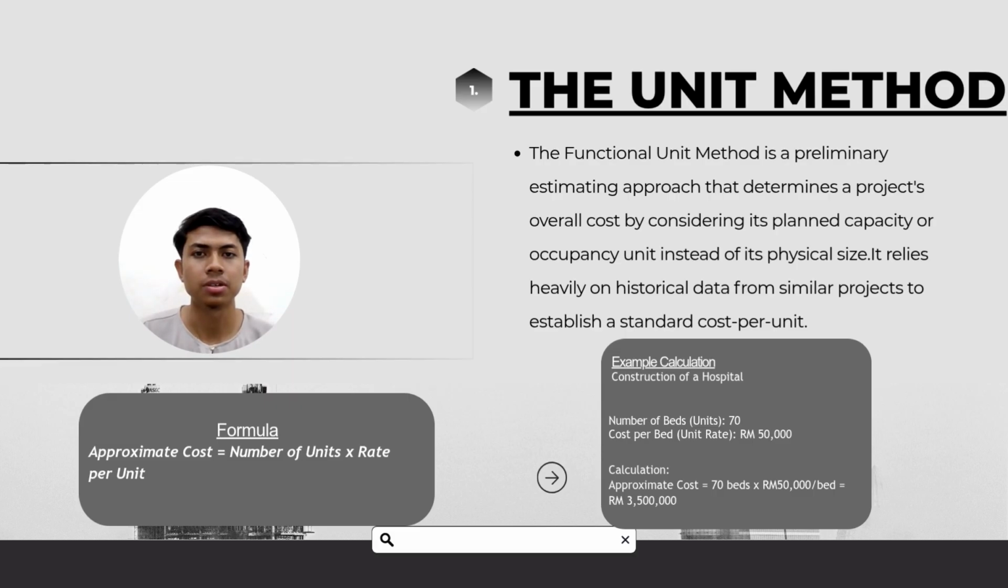Okay, the first method is the unit method. This method estimates the total cost based on the number of functional units such as hospital beds, classrooms, hotel rooms, or apartments. For the formula, we have approximate cost equals number of units multiplied by cost per unit. For example, if a hospital has 70 beds and each bed costs 50,000 ringgit, then the estimated construction cost is RM 3.5 million. This method is very fast and simple, but is mainly suitable during the early planning stage.